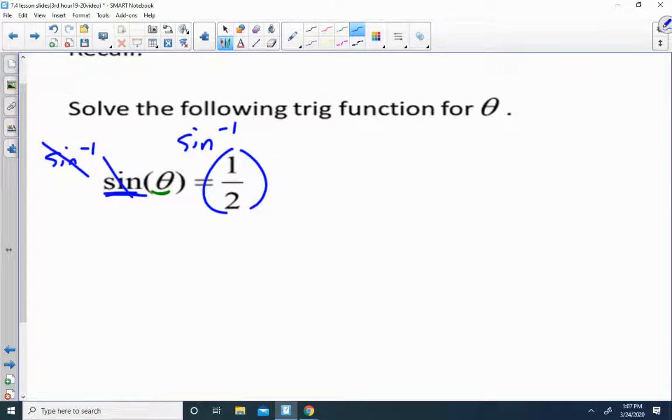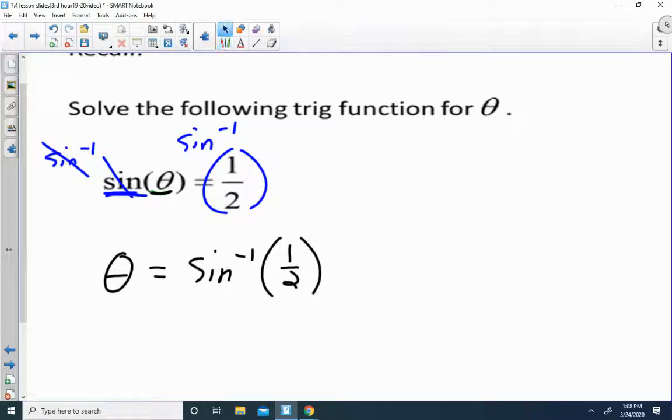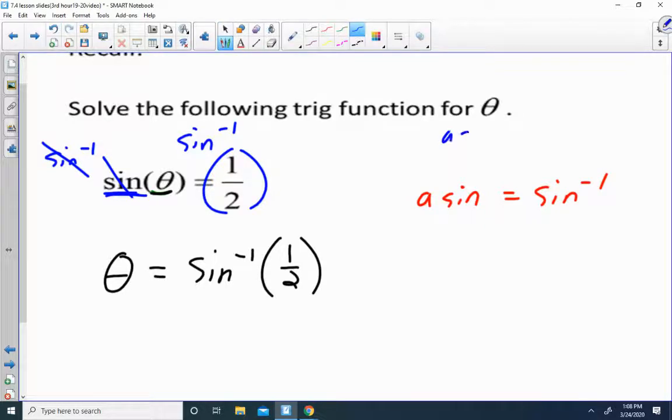And that's what would make the sine cancel on both sides. So then all you'd have left over here is theta, and you just need to find sine inverse of 1/2. Now, if you're using the calculator that I'm showing you, you're going to be using the function a sine, which is the same thing as sine inverse. So when you put that in, you'll do a sine of 1/2, and it should get you a decimal.